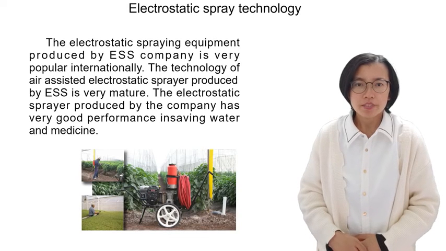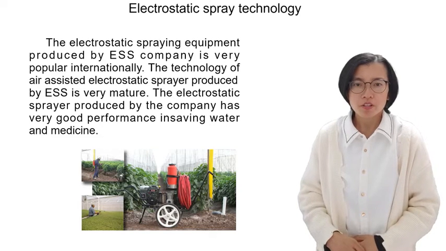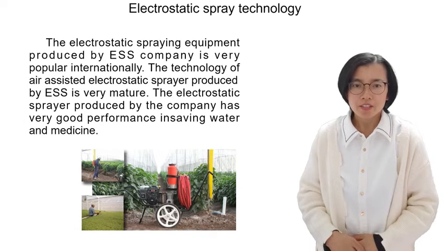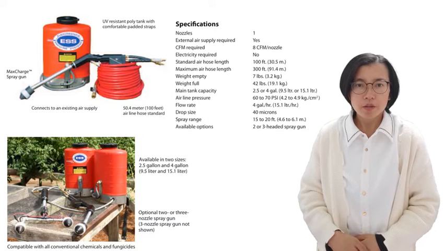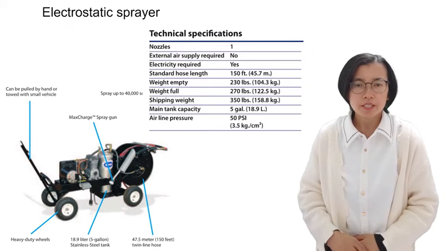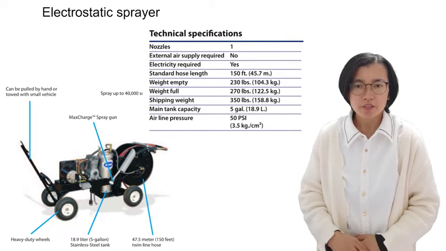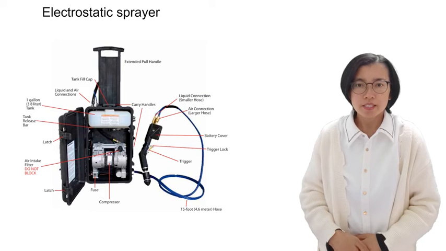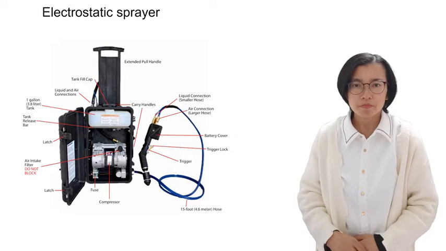Here is an electrostatic spraying machinery from the company named ESS. This is a very famous company, and the electrostatic sprayer produced by this company has very good performance in saving water and medicine. Here are some specifics about this machinery, some more technical specifications, and the detailed structure of it.